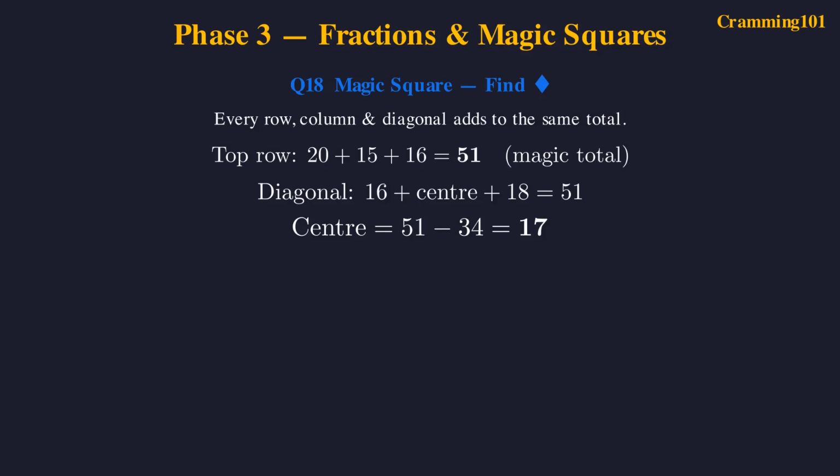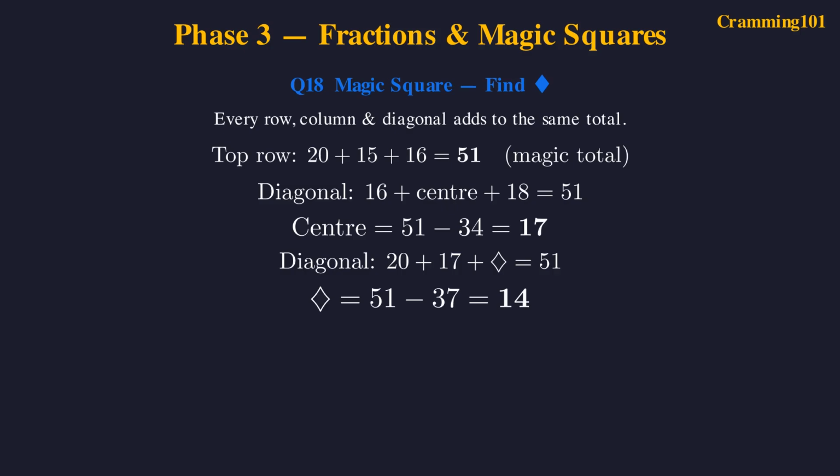Now use the other diagonal. That diagonal has 20, 17, and the diamond, so 20 plus 17 plus diamond equals 51. Add the known numbers. 20 plus 17 equals 37, so the diamond is 51 minus 37, which equals 14. The answer is B, 14.